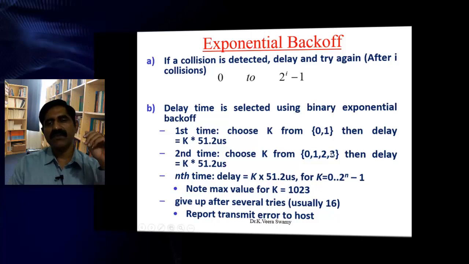Like this, if a collision happens again, we can go for the cube, so it varies from 0 to 7. Like that it will be extended. We will try up to 16 collisions. Beyond that we cannot handle the problem, so we hand it over to the higher layers. So this is the exponential backoff algorithm.